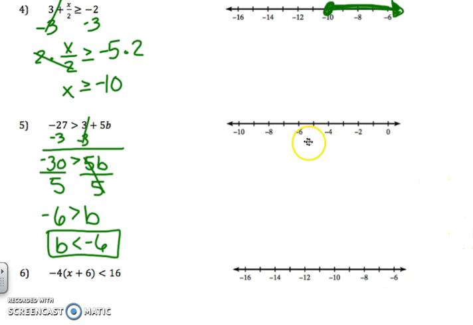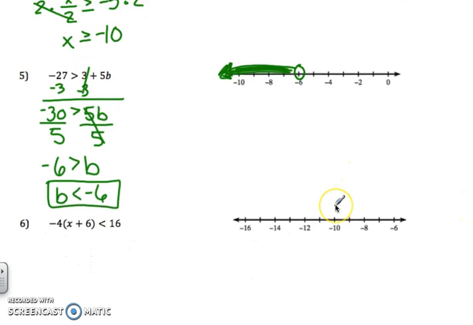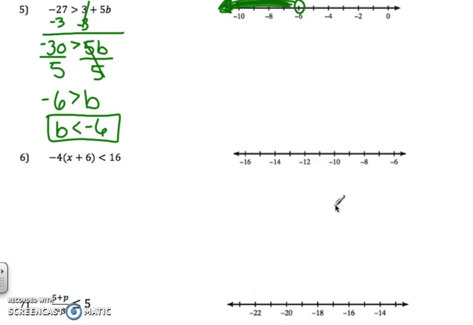So I'm going to go to a negative 6. It's going to be an open circle. And I am going to shade to the left. So every number to the left of that is a solution. But negative 6 is not a solution because it was opened. All right, let's try number 6.